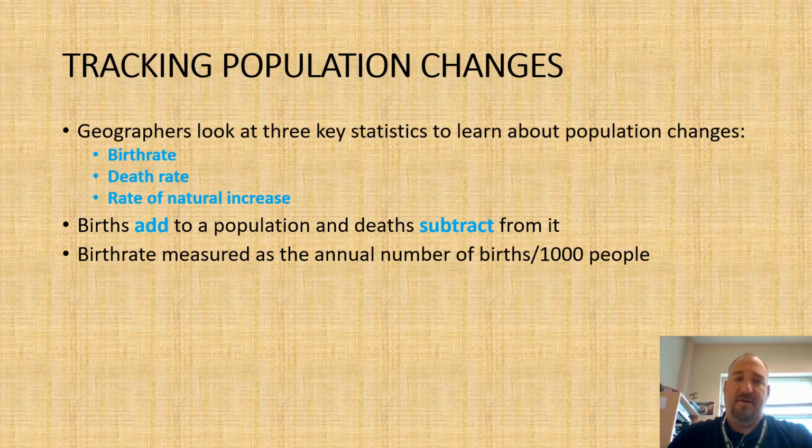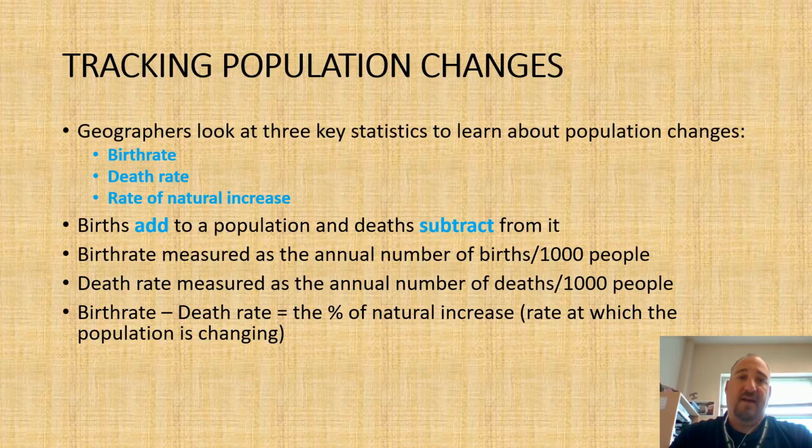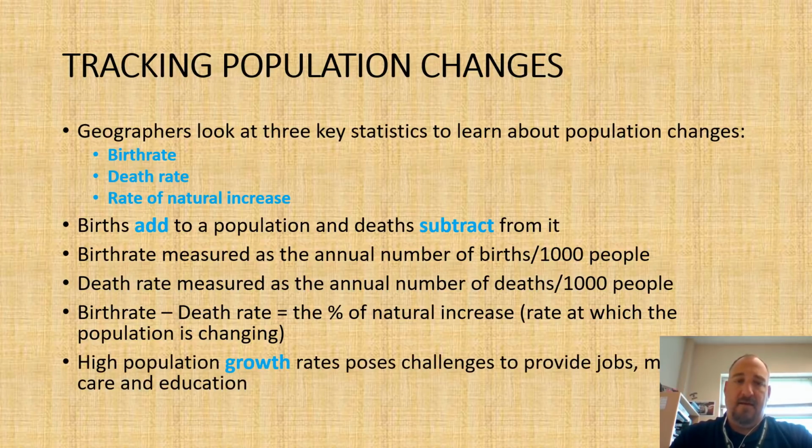Birth rate is measured as the annual number of births per 1,000 people. So then on the flip side, the death rate is measured as the annual number of deaths per 1,000 people. And then the birth rate minus the death rate equals the percentage of natural increase, or the rate at which population is changing. So birth rate minus death rate. High population growth rates pose challenges to provide jobs, medical care, and education.